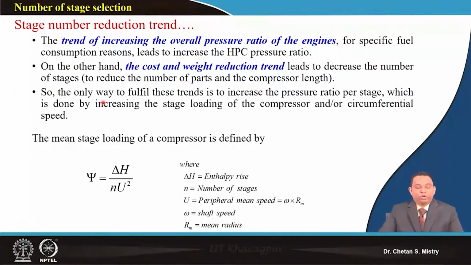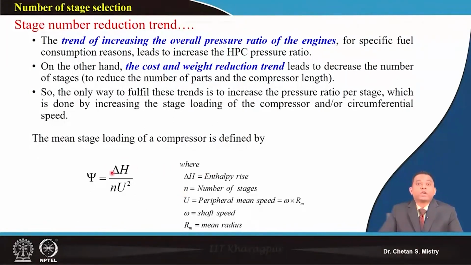Okay. So the only way to fulfill this kind of requirement is for the per-stage pressure ratio to be larger. And if this is your requirement, we have introduced a parameter called the mean stage loading factor for the compressor. So here, this represents our mean stage loading factor, where delta H is my enthalpy rise and N is the number of stages.